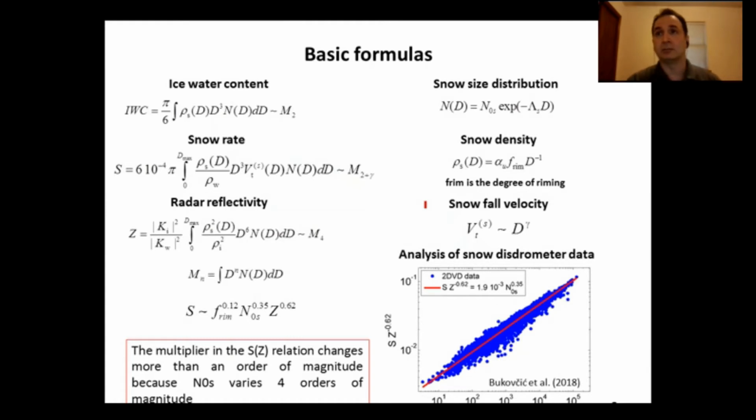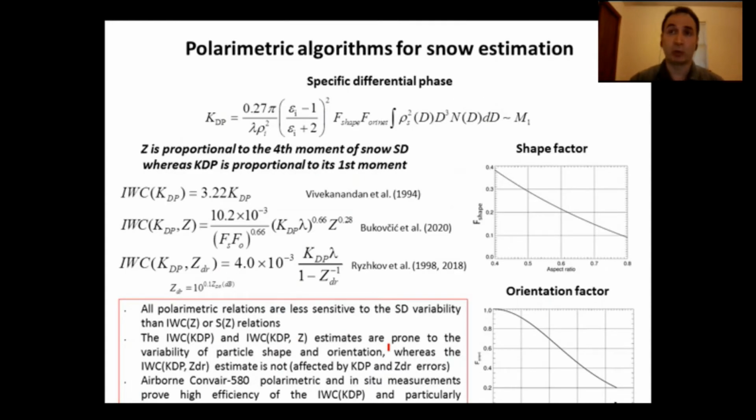It can be shown here that the intercept of the exponential size distribution, N0, can change by 4 orders of magnitude. And that is the reason why the multipliers of these S-Z relations change by an order of magnitude. Our major hope for polarimetric snow quantification is KDP, which is roughly proportional to the first moment of the particle size distribution. This is closer to the second PSD moment, to which snowfall rate is close, as opposed to the reflectivity, which is the fourth PSD moment. On the negative side, KDP is affected by the shape and orientation of hydrometeors, whereas Z is not. The shape factor in this relation for KDP depends on the aspect ratio, and the orientation factor FO depends on the width of the canting angle distribution sigma.